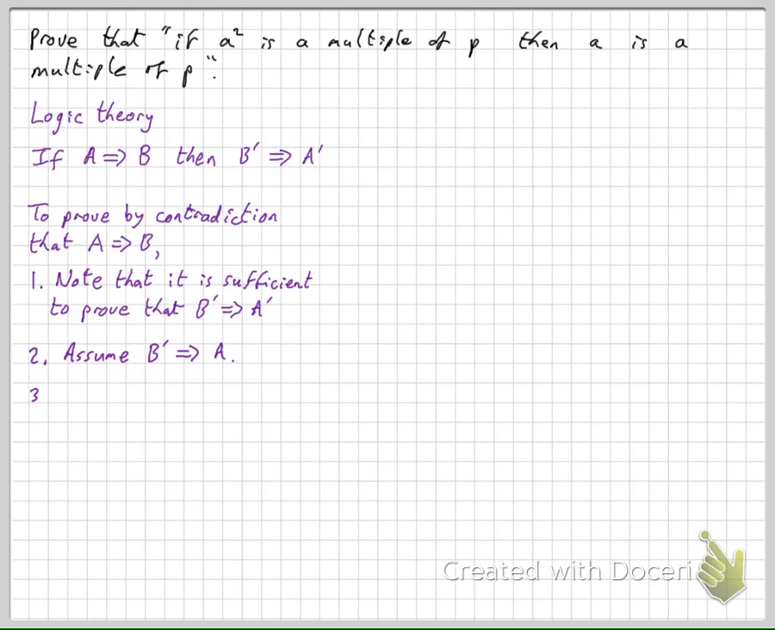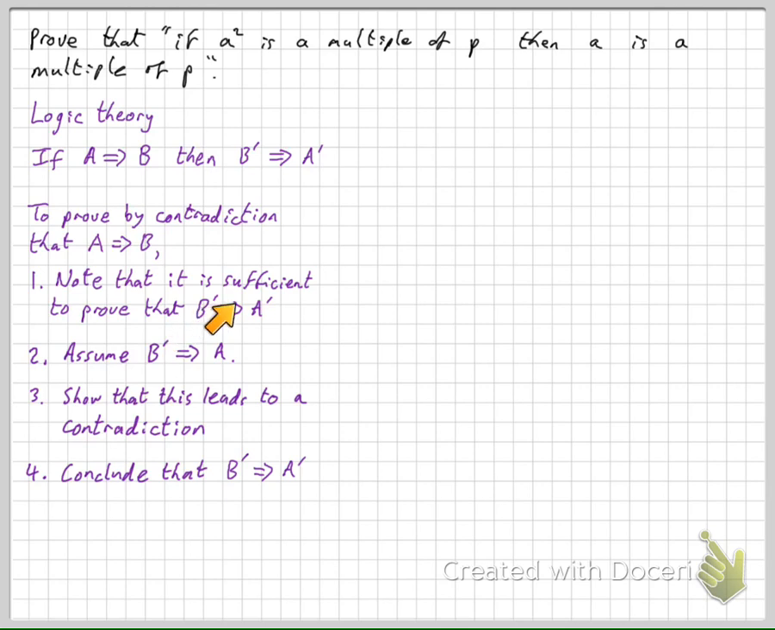Part 3 is to basically, with the algebra or whatever you're faced with, try and show that that leads you to a contradiction. And part 4 is just to make a conclusion that B complement implies A complement, which is the opposite of our assumption. Our assumption is that one. And therefore, if B complement implies A complement, then A implies B. So that is the sort of process for a proof by contradiction that A implies B.